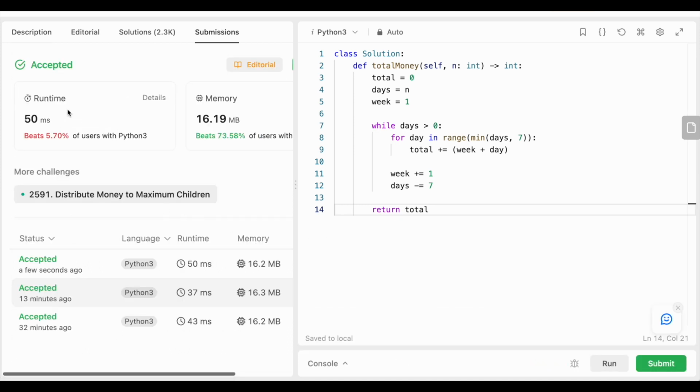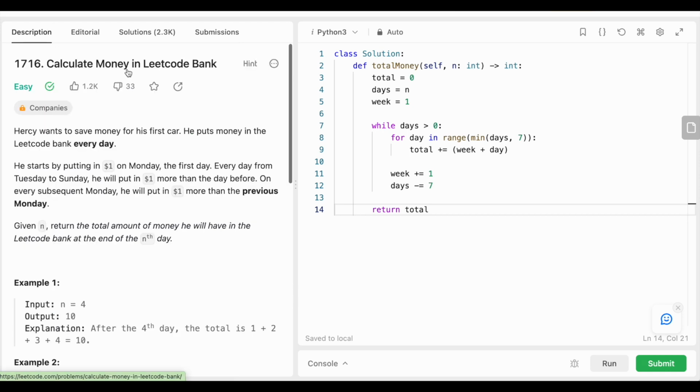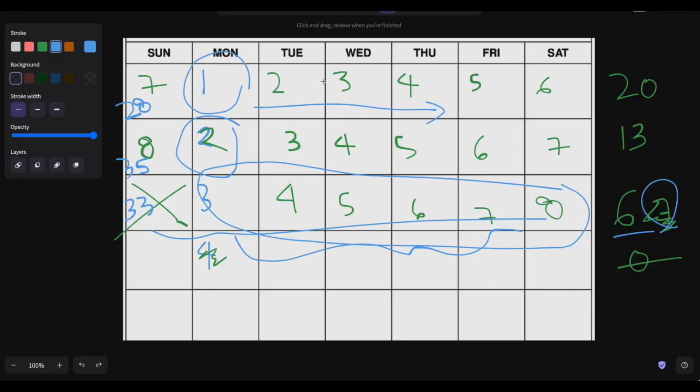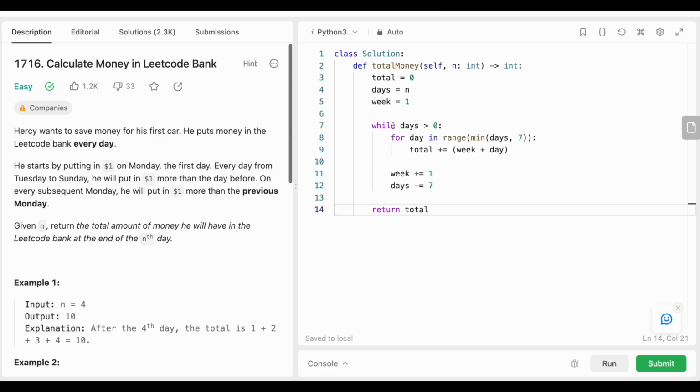And there you have it. This was 1716 Calculate Money in Leetcode Bank, where we have a user that's saving $1 more than the previous week every Monday, and $1 more than the previous day for every day of that week, for each week. This is running in linear time. We're visiting each day at most once, and we're using constant variables, so constant space. Time is O of n, space is O of 1.